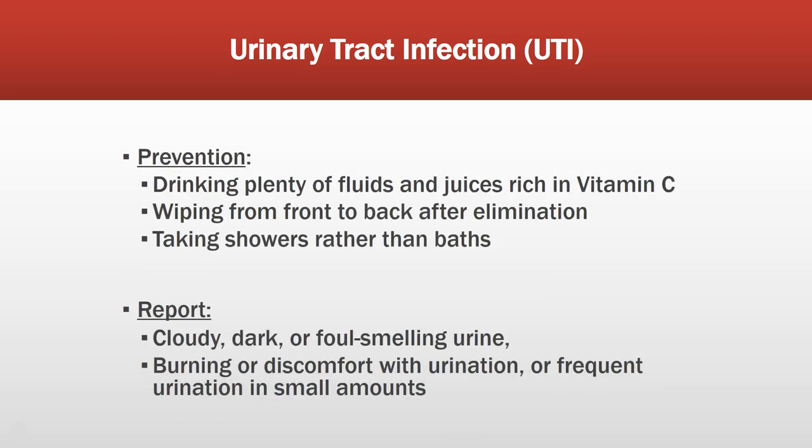UTI prevention strategies include drinking plenty of fluids and juices rich in vitamin C, like cranberry juice, wiping from front to back after elimination, avoiding baths, and taking showers instead. As a reminder, always report changes in urinary elimination, such as cloudy, dark, or foul-smelling urine. Burning or discomfort with urination or frequent urination in small amounts should also be reported.